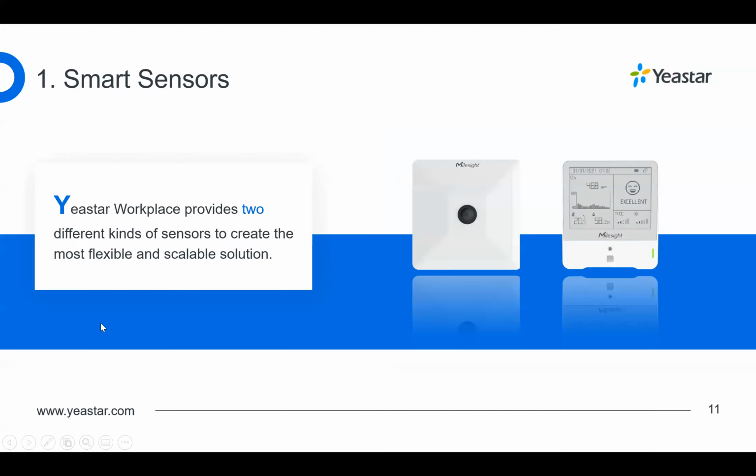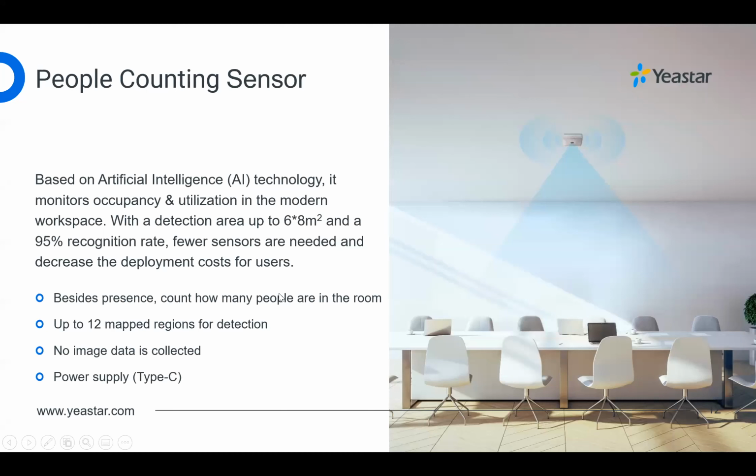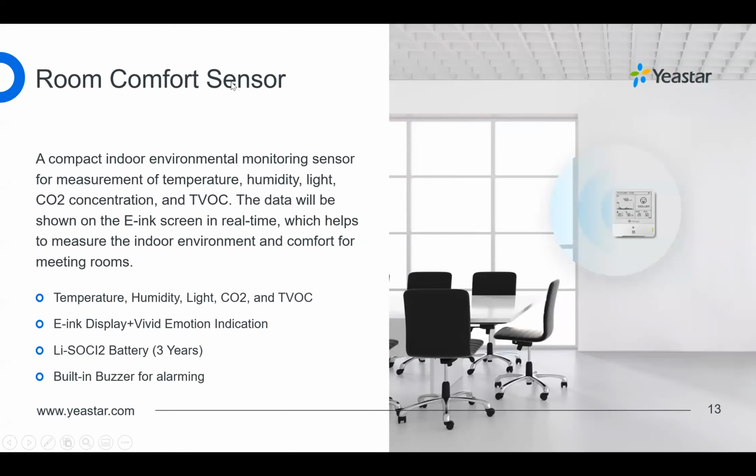And also we've got some other information here, all right? The second one will be the room comfort sensor. As the name shows, the room comfort sensor will tell you how comfortable you can feel within this meeting room. Here it will report 5 data also on a real-time basis: the temperature, humidity, light, carbon dioxide concentration, and the TVOC. So it will generate those 5 data and post them on its e-ink room display.